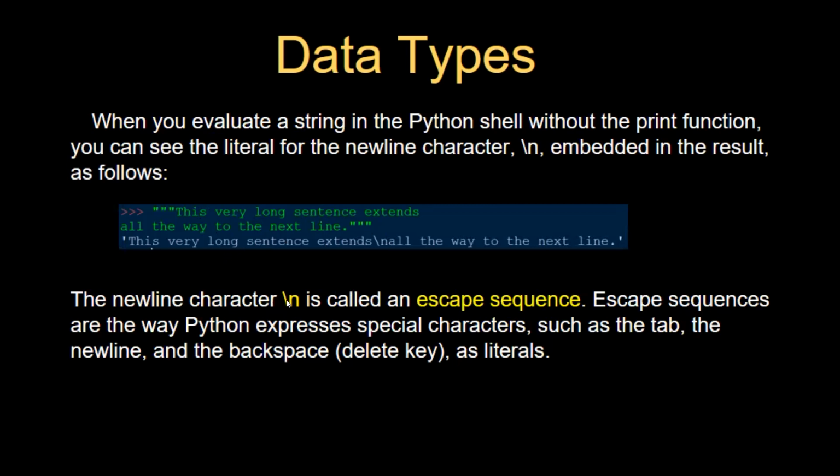So the new line character or \n is what we call the escape sequence in Python terms. So we can call it an escape sequence. So this is the way Python expresses special characters such as tab, the new line, and the backspace. So this one is used as a literal. Okay, so we have the \n and its escape sequence.